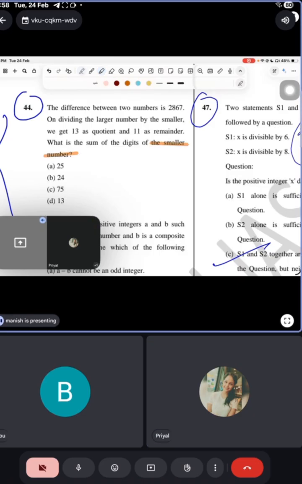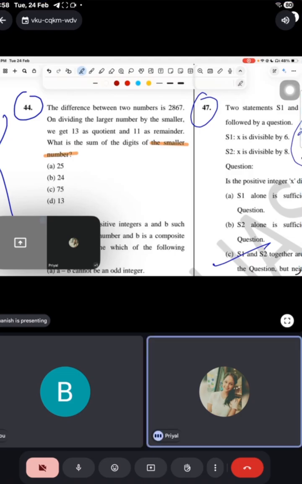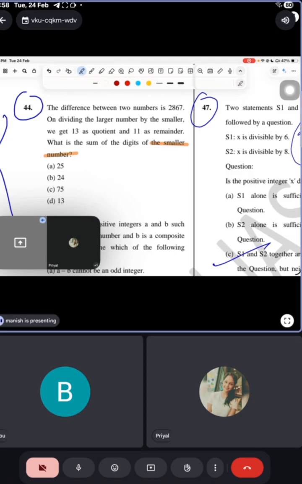Smaller number. It means there must be two numbers, and we have to find the smaller number. So if you want the sum of the digits of the smaller number, first we have to get the smaller number. Tell me, Bhagya, what approach will you follow to answer this question?